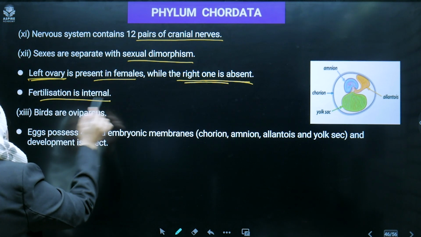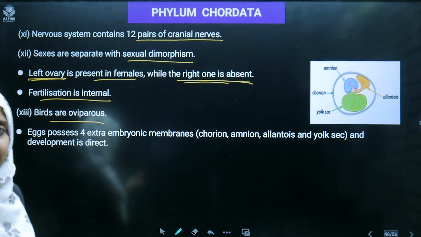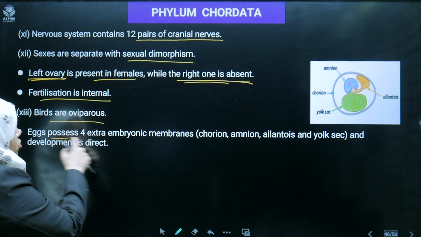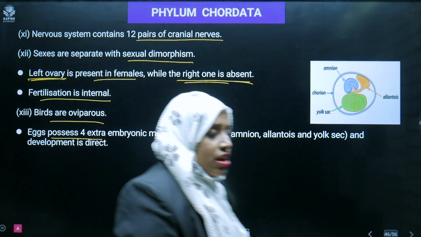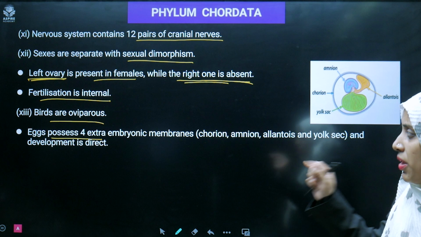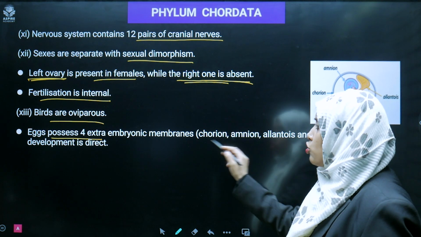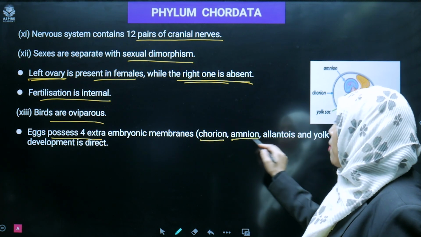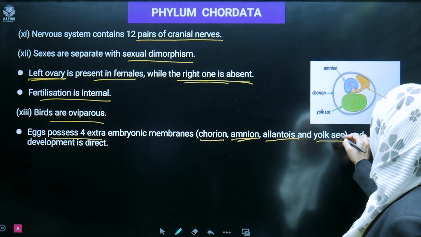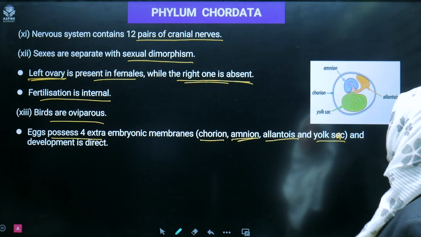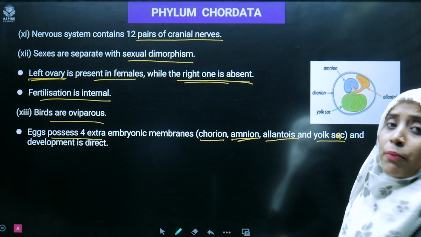Fertilization is internal. Birds are oviparous, egg-laying organisms. Egg possesses 4 extra-embryonic membranes, the 4 layers. That is chorion, amnion, allantois, and the yolk sac. And development is direct.